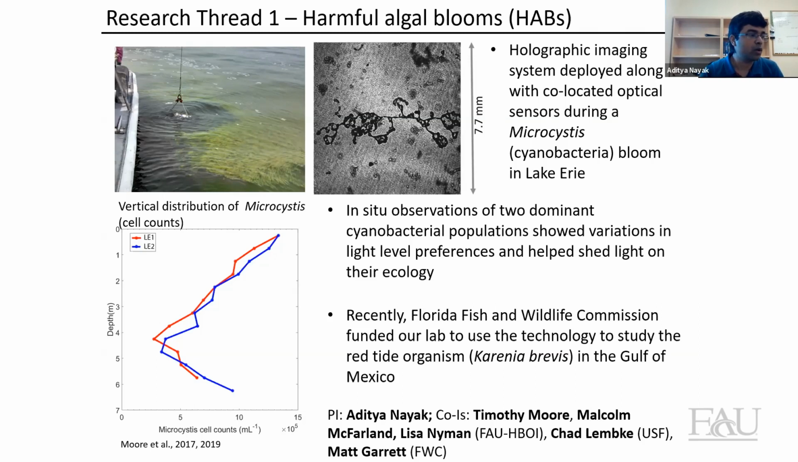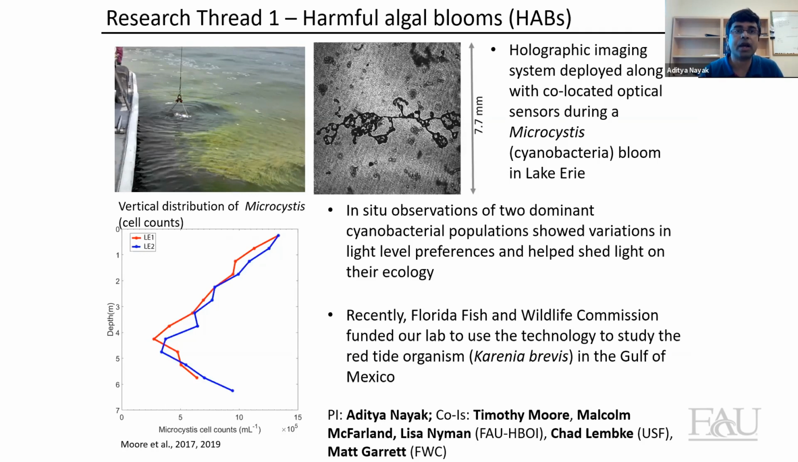So our goal is to pursue this further. The NOAA in the Great Lakes has a team called GLERL, the Great Lakes Environmental Research Lab, and we're working with people there, actively looking for more funding to have a permanent installation of the system in Lake Erie.